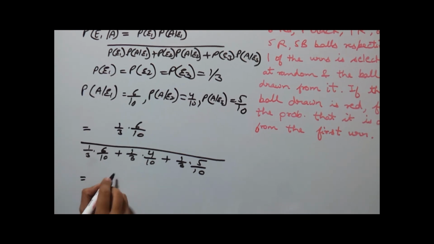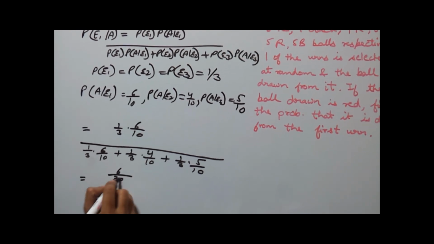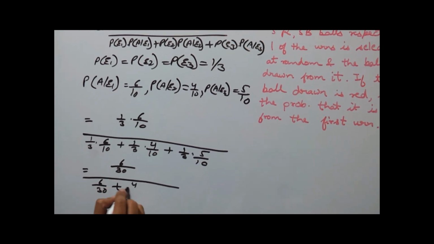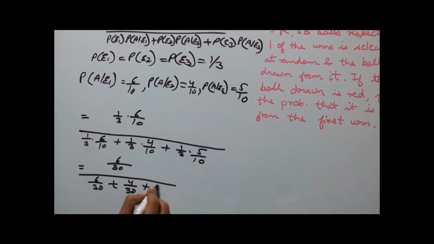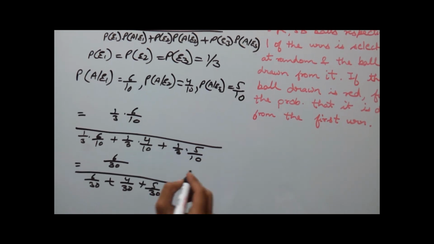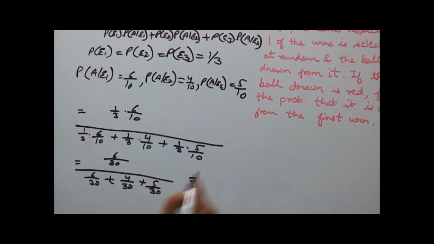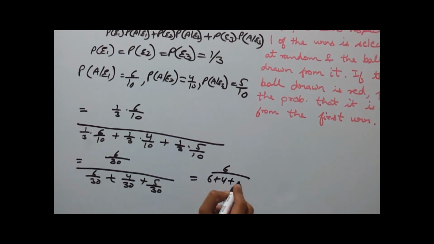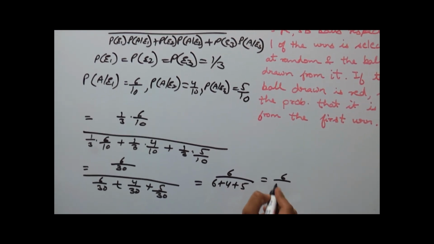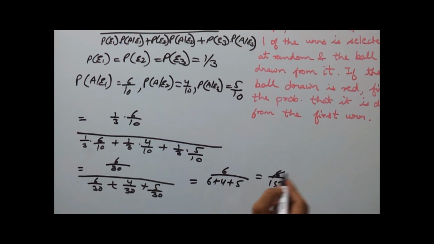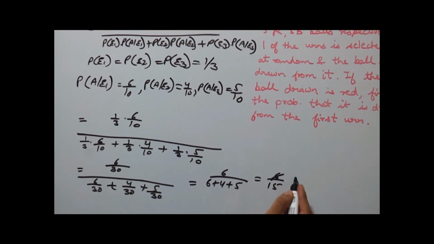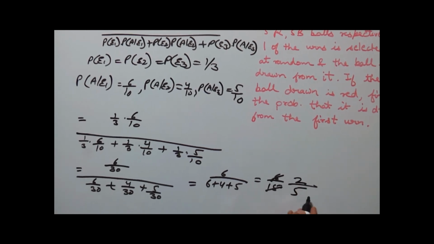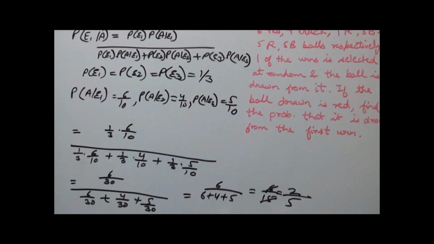On solving this, we get 6 by 30 upon 6 by 30 plus 4 by 30 plus 5 by 30. Cancelling the denominator, because both are 30 over here, we get 6 upon 6 plus 4 plus 5, which is equal to 6 by 15. And 3 into 2 is 6, and 3 into 5 is 15. So we get 2 by 5 as the answer.